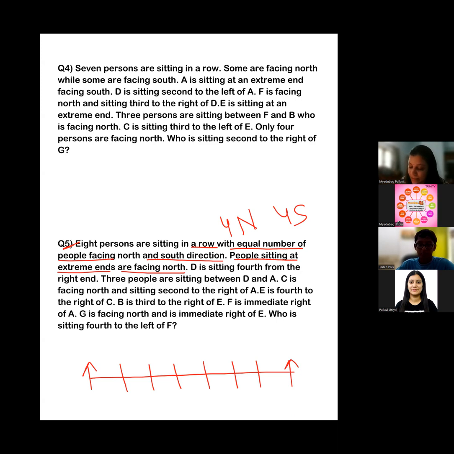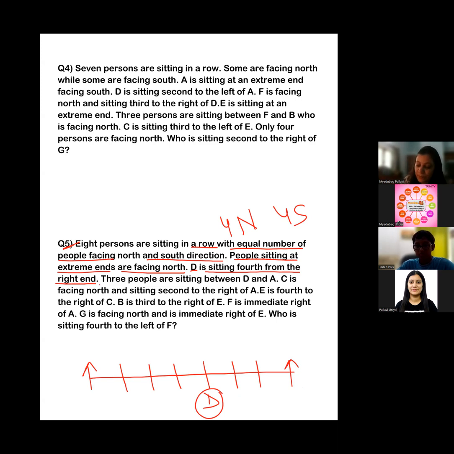Then let's see next. D is sitting fourth from the right end. So this is the right end, and D is sitting fourth from this end. So this end is the first place, then second place, this is the third place, and this is the fourth place from the right. So they are saying that D is placed fourth from the right end. That means the place of D is fixed over here. Correct?